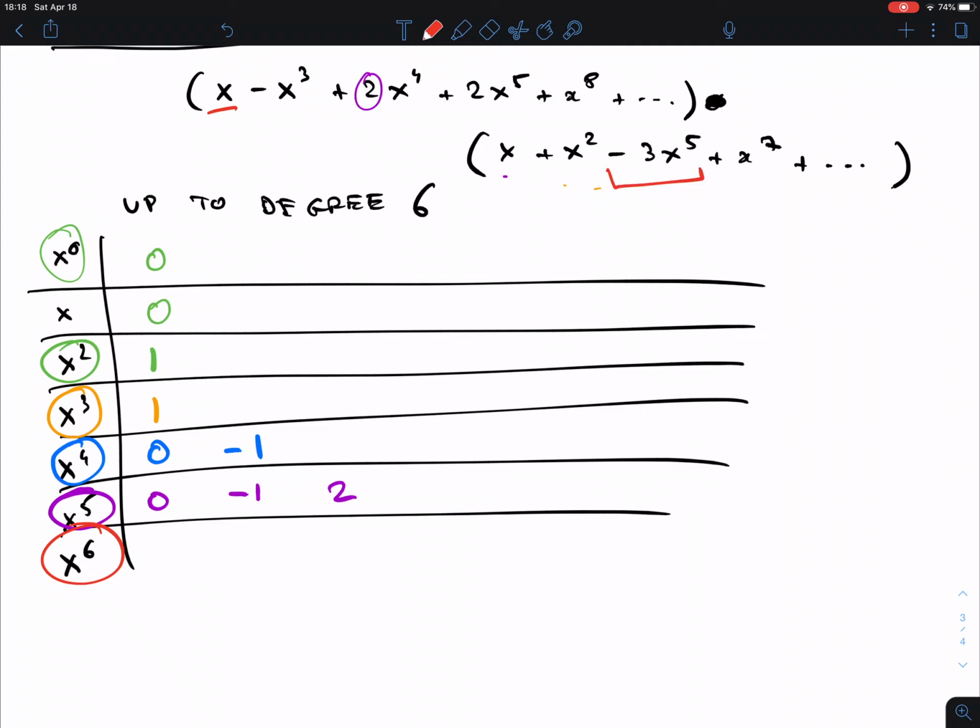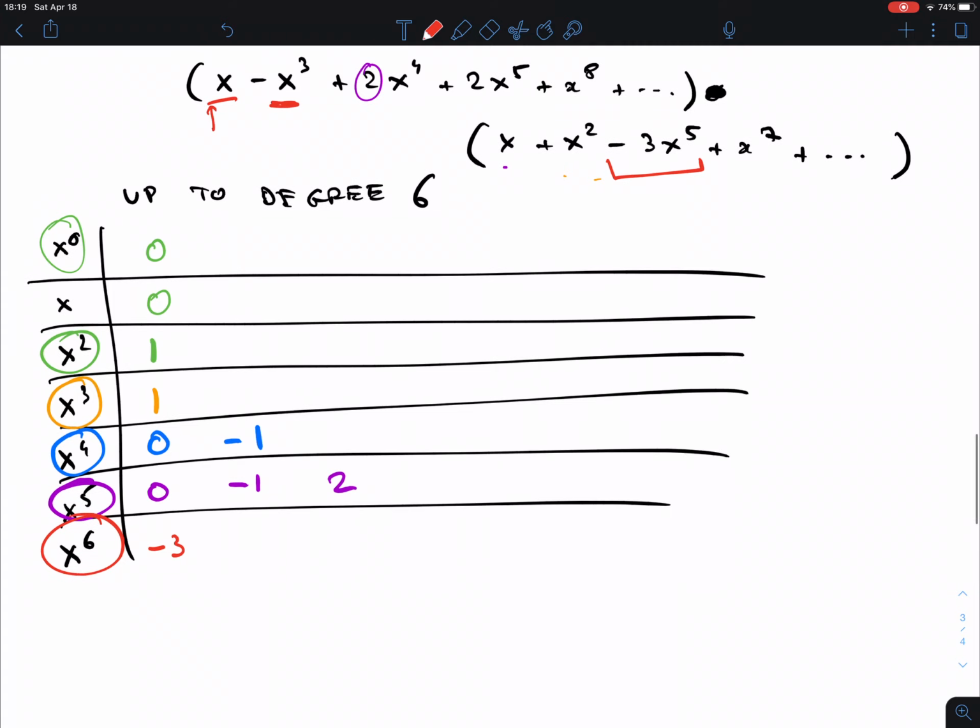Yes, I can. I can combine it with this one. So what I get is a -3. How do I get -3? I multiply the coefficient in front of here, which is 1, and the coefficient in front of there, which is -3. You got that? Okay. This x cubed, can I combine it with something to get an x to the 6th? Unfortunately not. So again, this is going to give me 0.